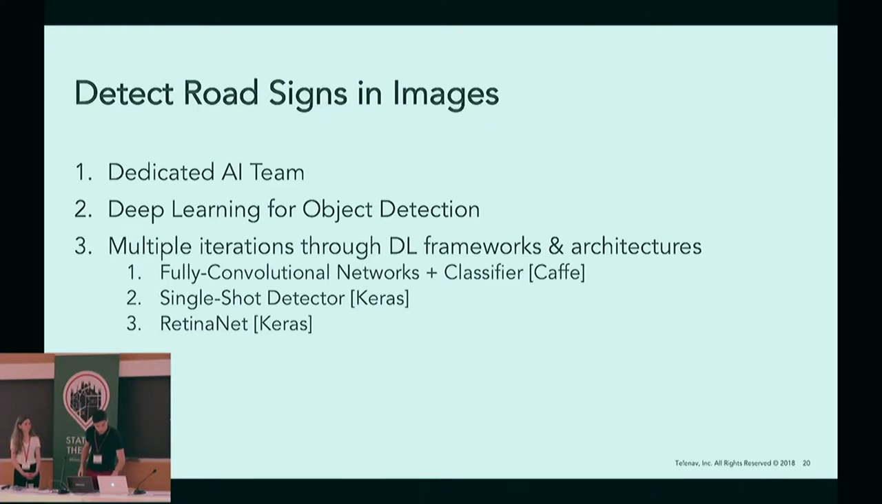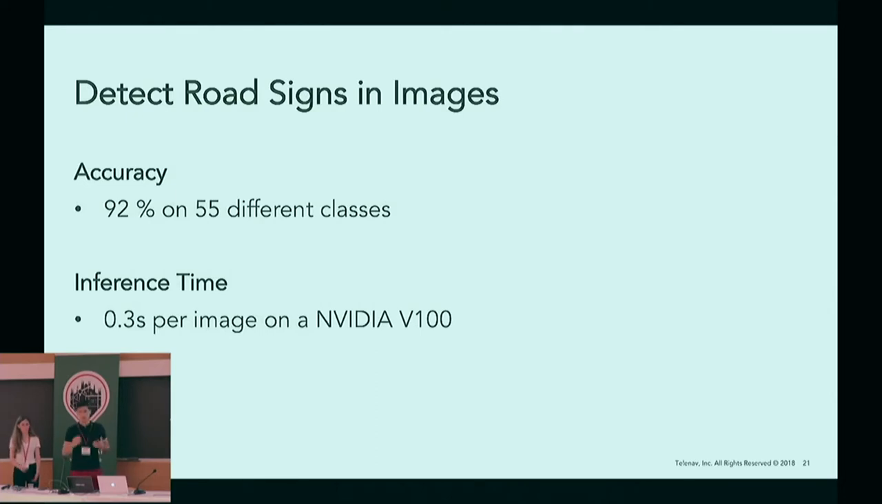Okay, so we have built this, and because we're engineers and we like to measure stuff, let's see some numbers. We got to about 92% accuracy on 55 different classes of signs. And as far as inference time is concerned, we are able to run this whole pipeline at about 1.3 seconds per image on NVIDIA V100 GPUs, because all of these deep learning algorithms need to be run on GPUs in order to massively parallelize all the information necessary.